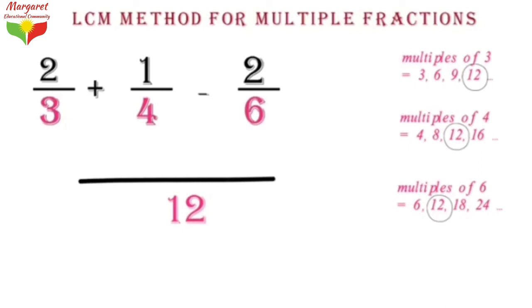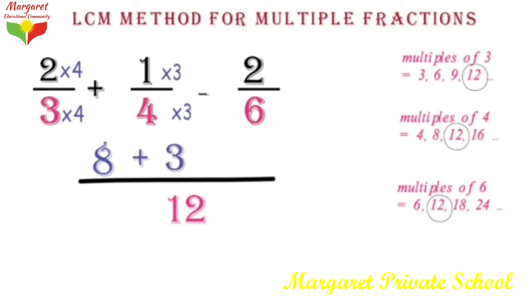3 times what number gives 12? The number is 4. Multiply 2 by the 4 to get 8. 4 times what number gives 12? The number is 3. Multiply 1 by the 3 to get 3. Finally, 6 times what number gives 12? The number is 2. Multiply 2 by the 2 to get 4. We now move on to our final step. We have 8 plus 3 minus 4. This gives us 7. So our final answer is 7 over 12.